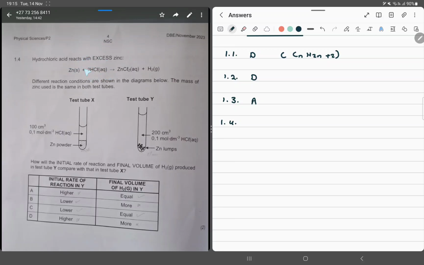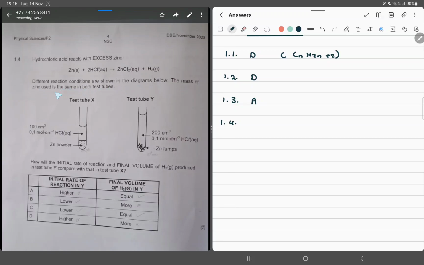So that means hydrochloric acid is the limiting reagent. That means when it gets used up completely, the reaction stops, even though zinc will still remain at the end of the reaction. So this is one of the reactions we can use to produce a desired salt and mainly to produce hydrogen gas. Now different reaction conditions are shown in the diagram below.